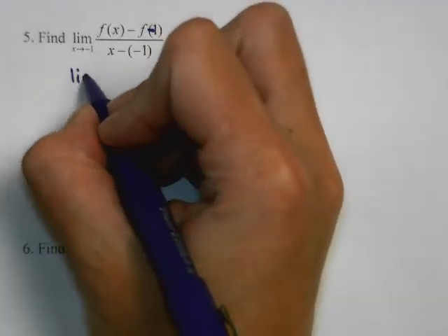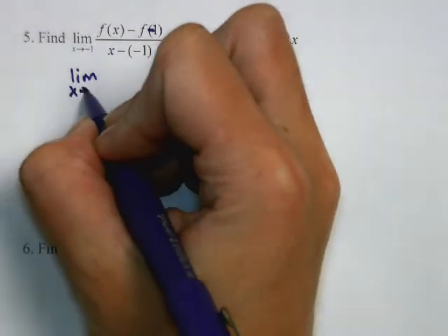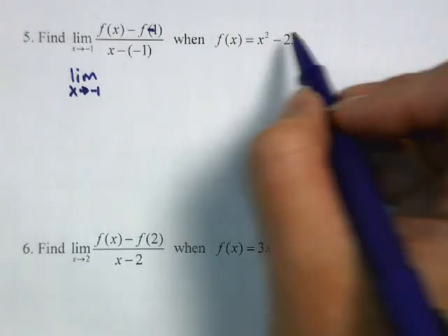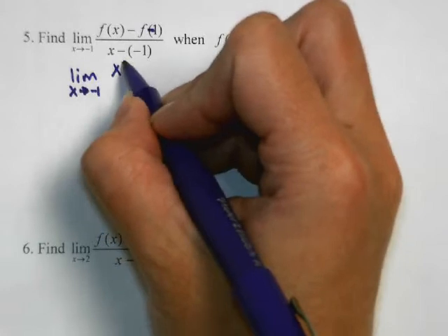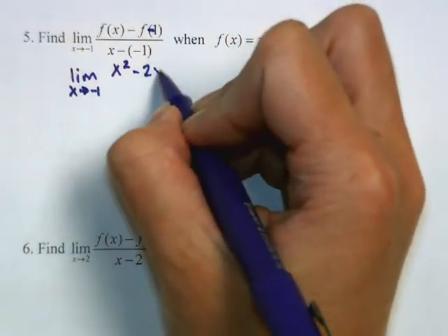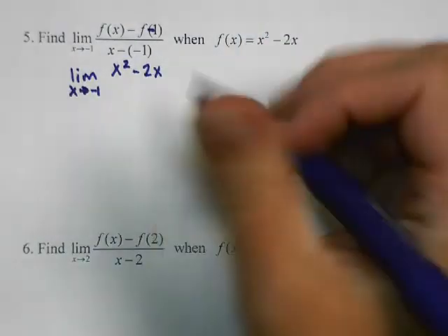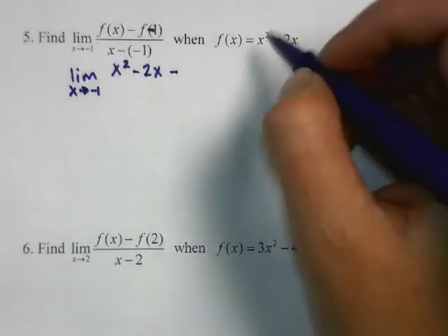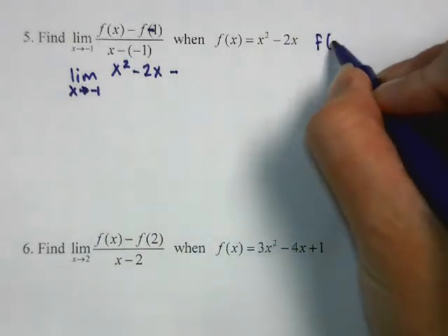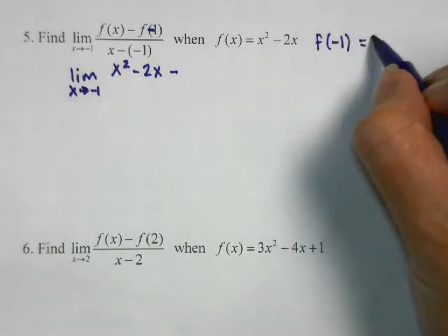So we're just going to fill in the information here. So f of x is this entire thing, x squared minus 2x. Then I want to subtract f of -1. So I'm going to plug in -1 into my equation.